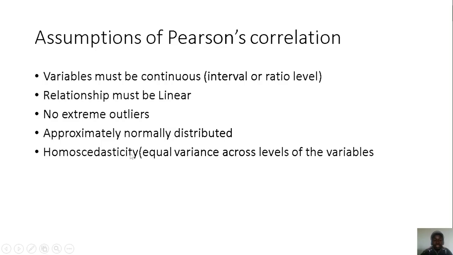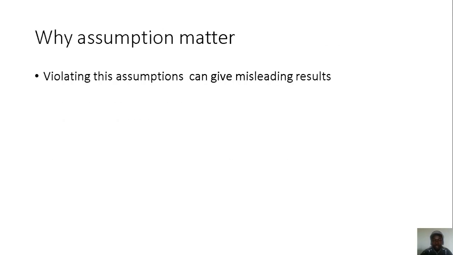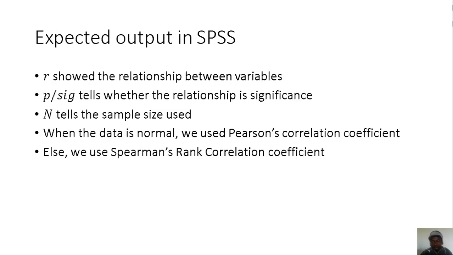And then there should be homoscedasticity. They should assume equal variances among the variables. So these are the assumptions. And what will happen if you did not check these assumptions? It will lead to misleading results. That means your p-value is likely not to be accurate. Your p-value can give you significance when under normal circumstances it is not significant. Your correlation can give you strong positive or strong negative when under normal circumstances maybe it is weak. So these assumptions are very important. Failure to check them can lead to misleading results.